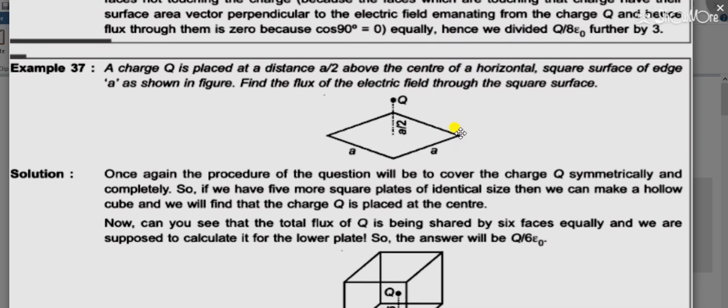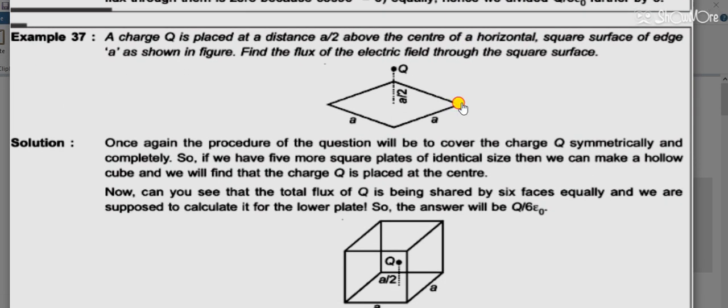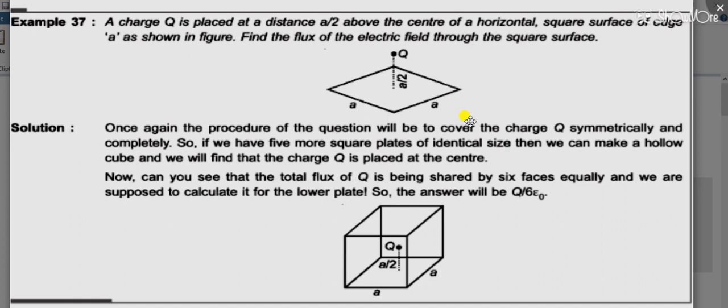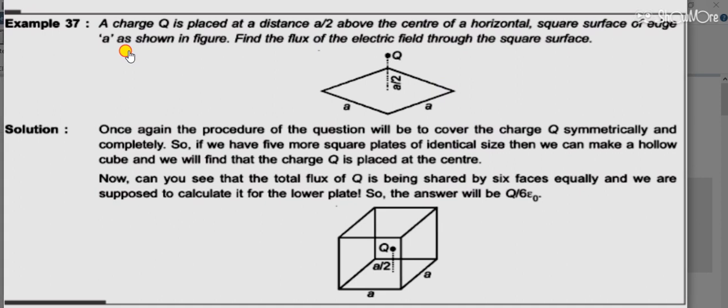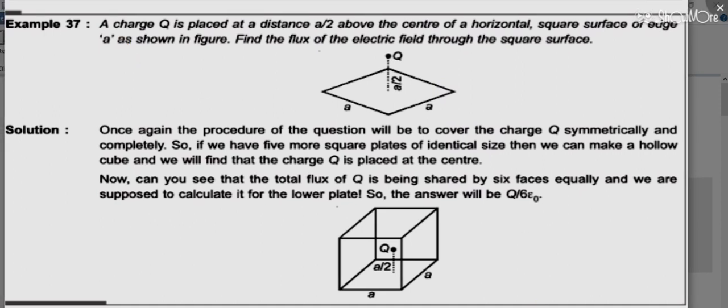Question number 37. A charge q is placed at a distance a by 2 above the center of a horizontal square surface of edge a, as shown in the figure. Find the flux of the electric field through the square surface.